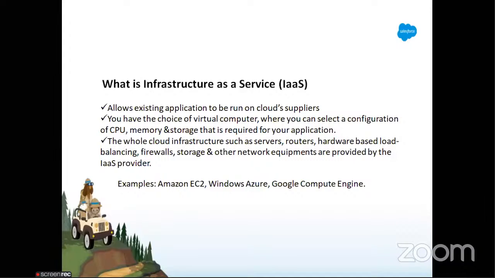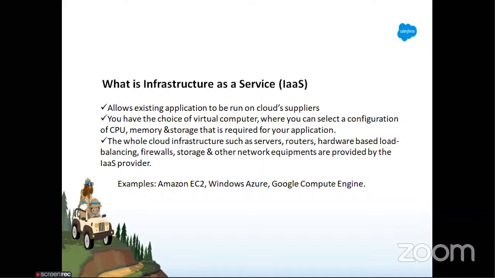Now, next is infrastructure as a service. It allows existing applications to run on the cloud supplier. That means we are using the infrastructure of the service provider. You have the choice of a virtual computer, where you can select and configure CPU, memory, and storage, right? That is required to run your application, right?